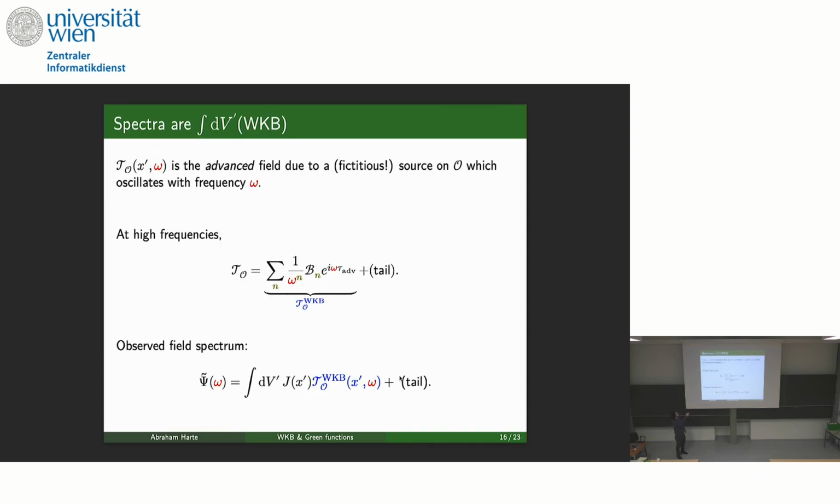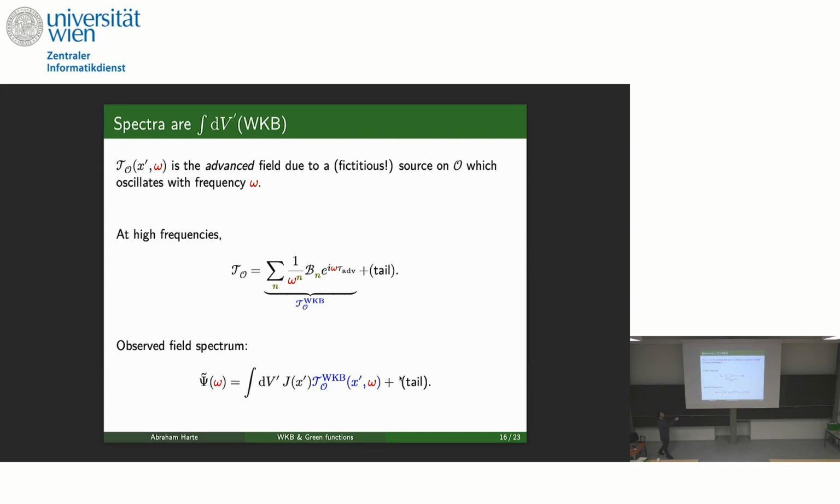So this thing ends up being an advanced field rather than a retarded field. Basically, this thing looks like the field due to some source at the observer. Even though there's nothing physically radiating at the observer, one finds mathematically that it's useful to think about some fictitious source that is radiating at the observer and radiating backwards in time.